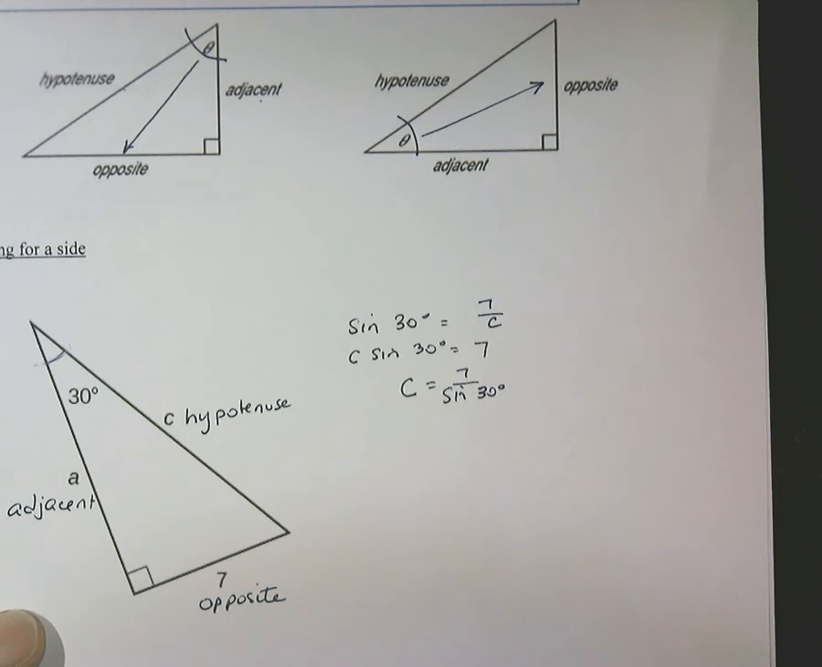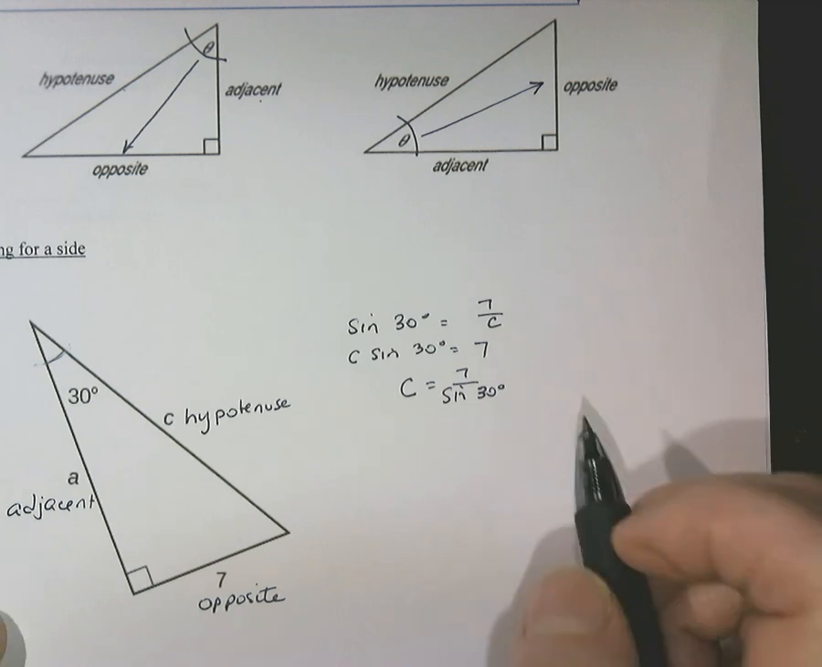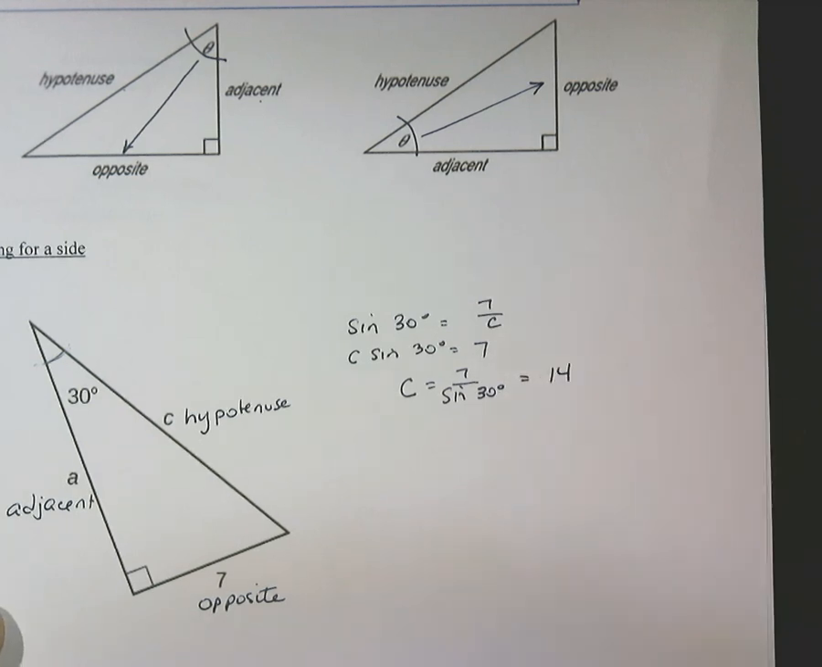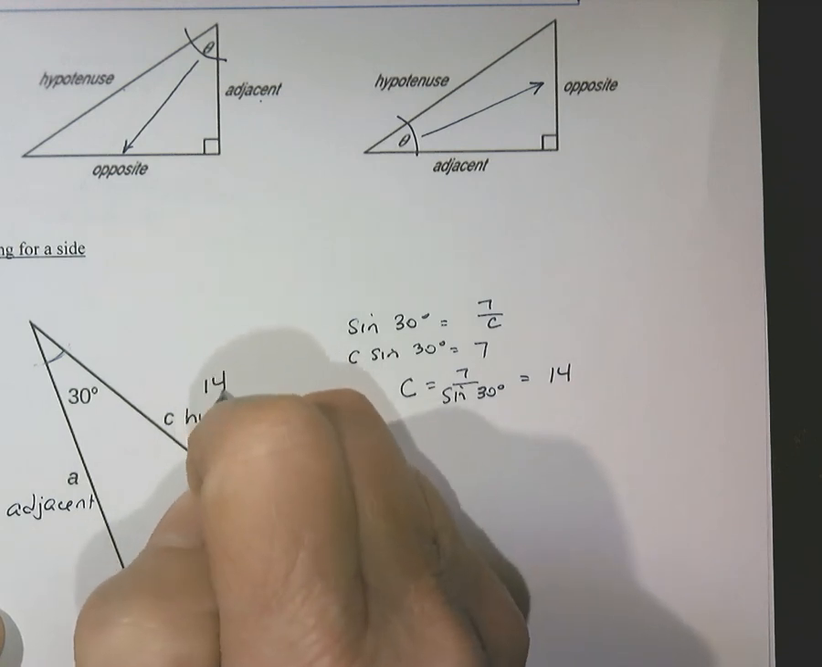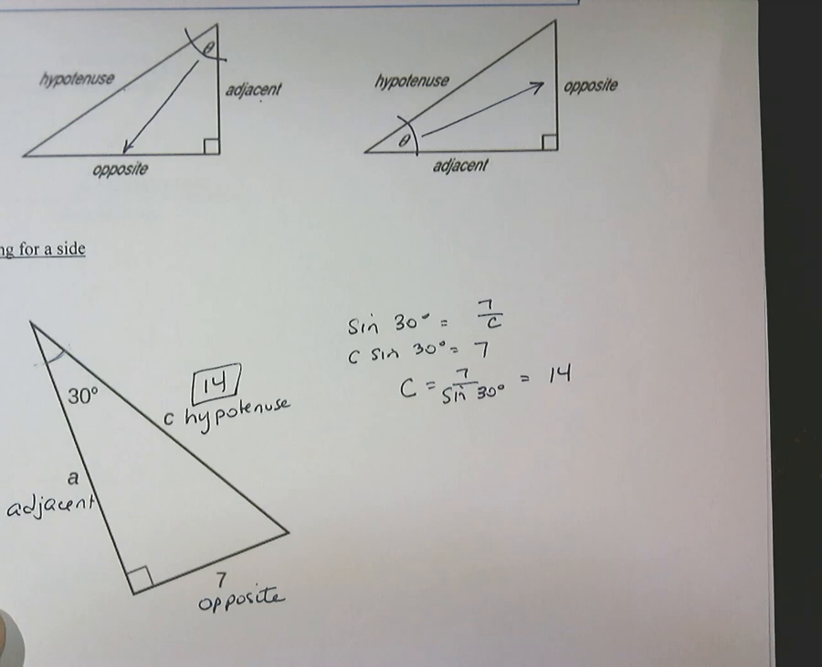Type that in your calculator, but make sure that your mode is on degrees, or you use the degree symbol. So I get c is equal to 14. So that's what the hypotenuse is, 14. There's no units on this problem, but if you have a problem that has been given units, make sure that you use those units.